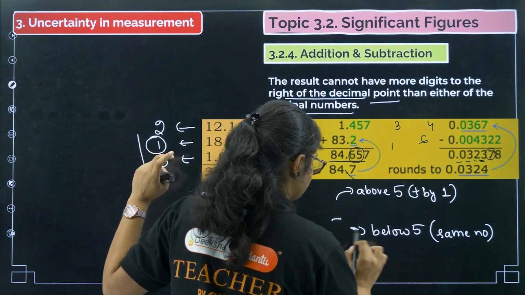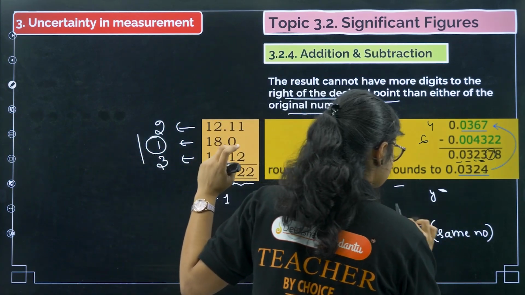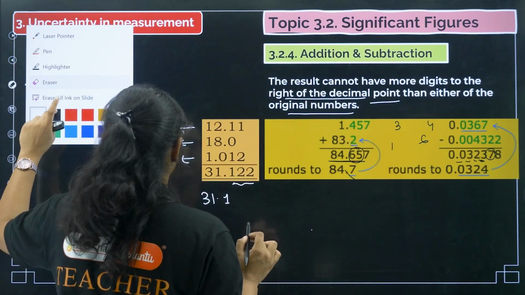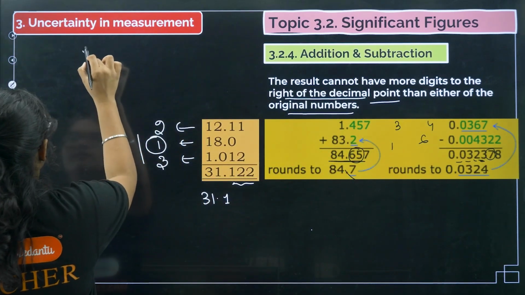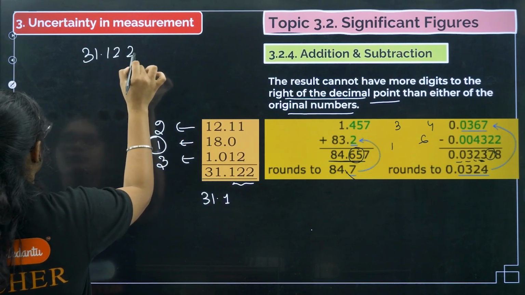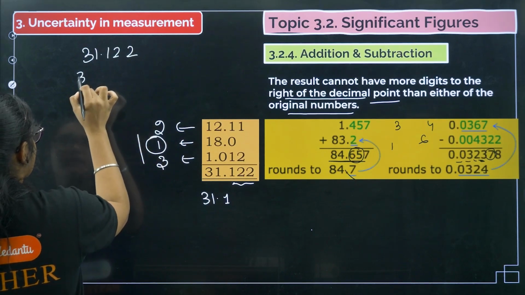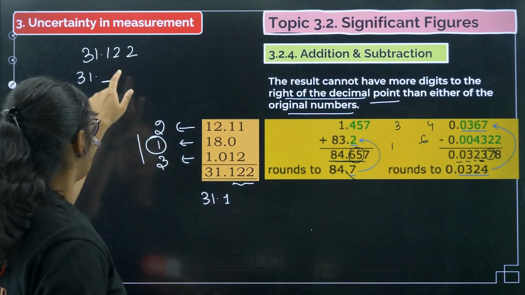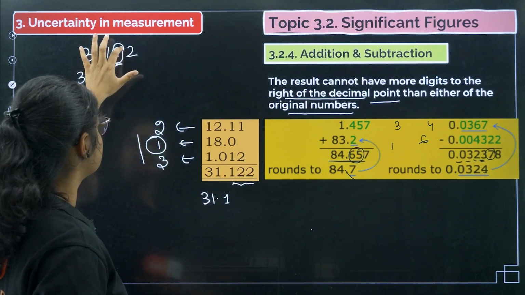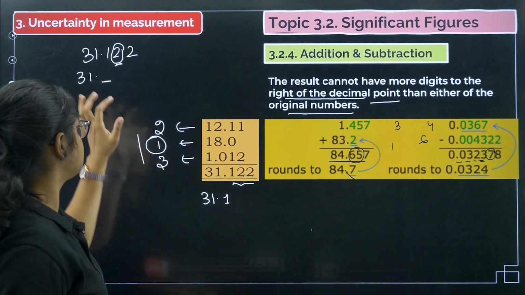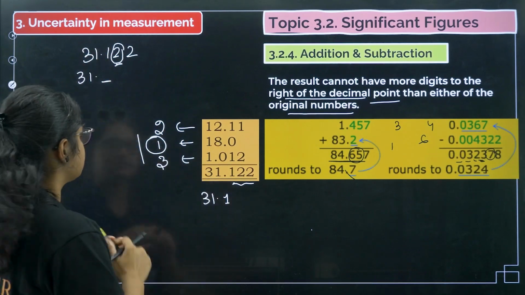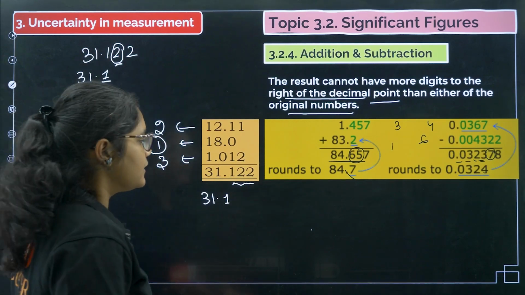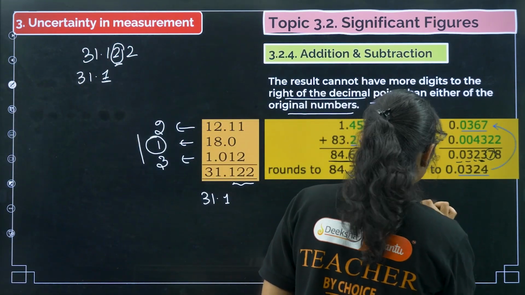So now let us see this example. What is the rule? If you are having this number 31.122, I need only one decimal place. I need to have only one digit. Now I see the next digit, 2, which is less than 5, so this digit will remain as it is. So the answer is 31.1.